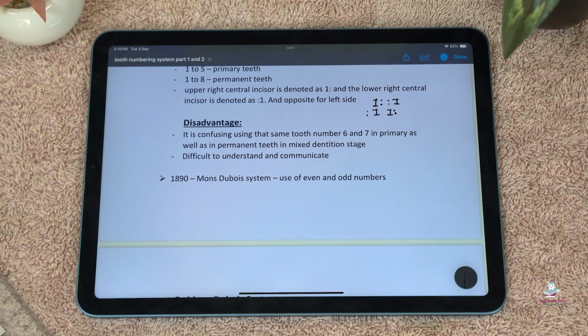It is confusing to use the same tooth numbers 6 and 7 in the primary as well as permanent teeth in the mixed dentition stage, and it is difficult to understand and communicate.